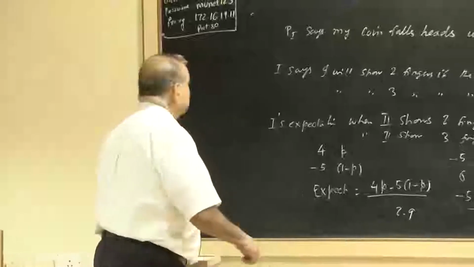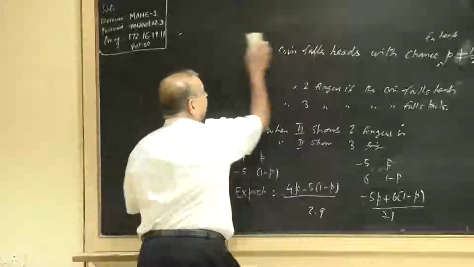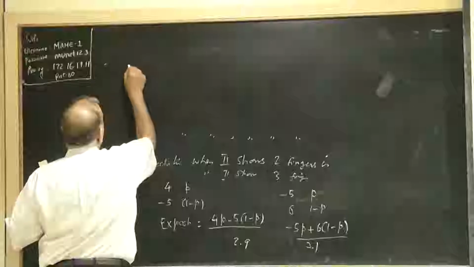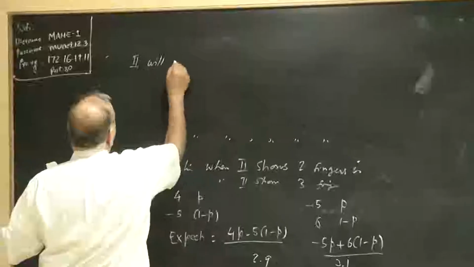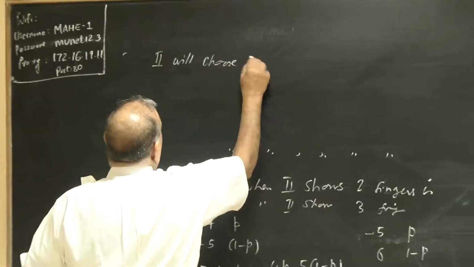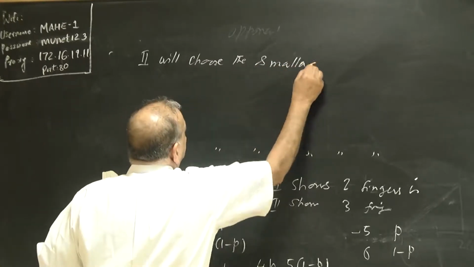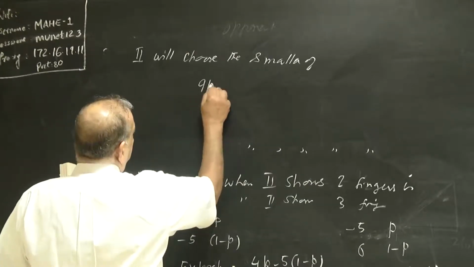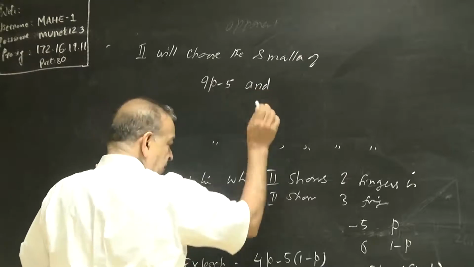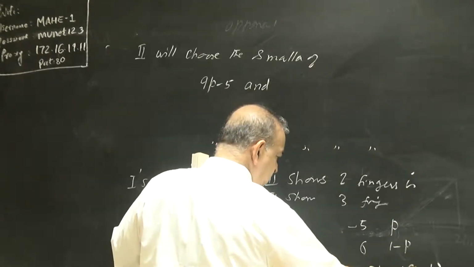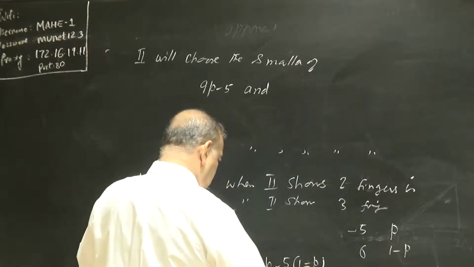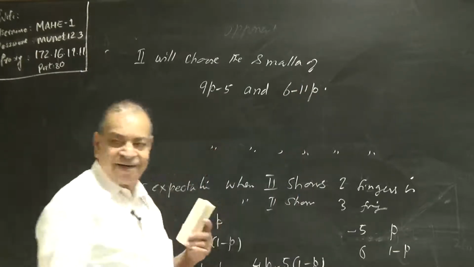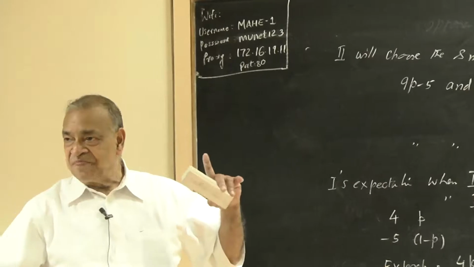So, let me write down now. Thus, player 2 will choose the smaller of this one, which is 4P plus 5P, 9P minus 5, and this one, which is 6 minus 11P. Agree? He will choose the smaller of these two.